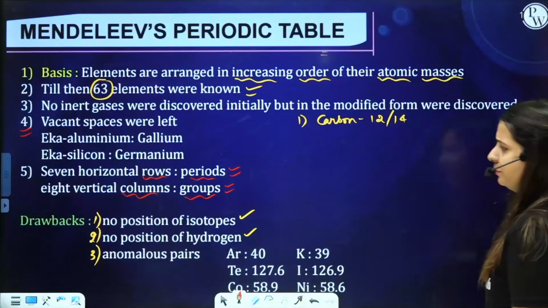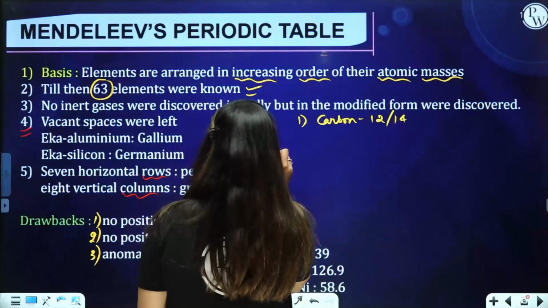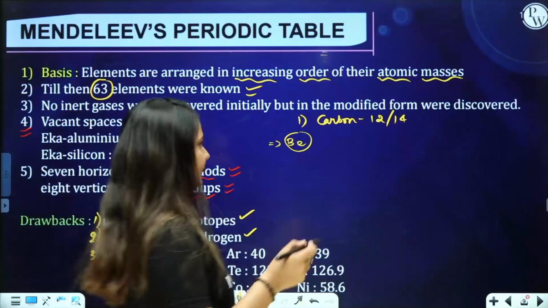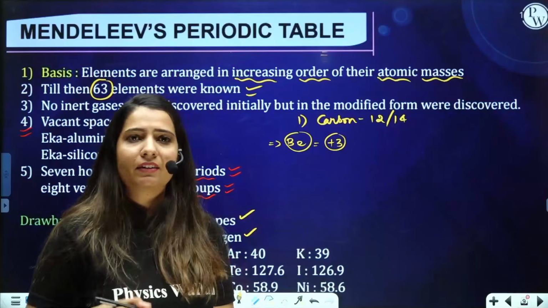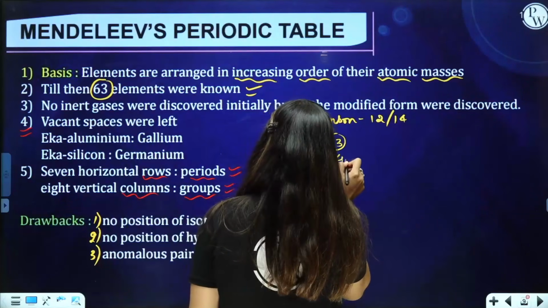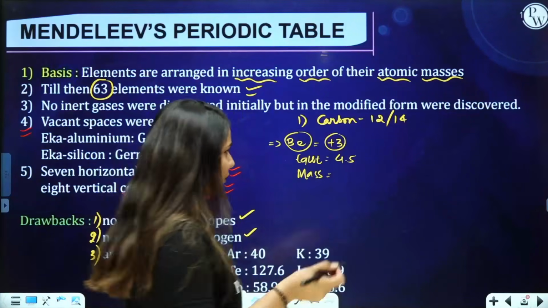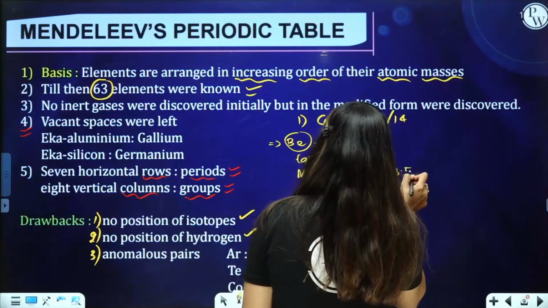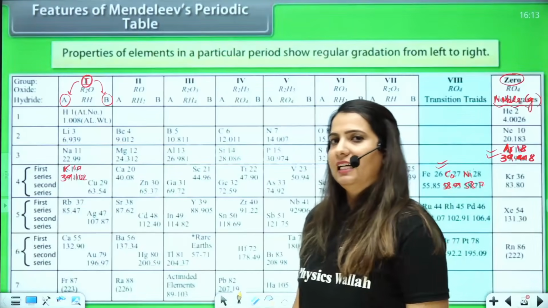After that, one more thing I should tell you is that there's a problem with beryllium also. Beryllium was considered as having the valency +3, and the equivalent weight of beryllium was 4.5. So if I calculate the mass of beryllium according to the mole concept, it comes out to be 4.5 into 3, which is 13.5. So according to them, if beryllium has the valency +3, it has the mass 13.5.